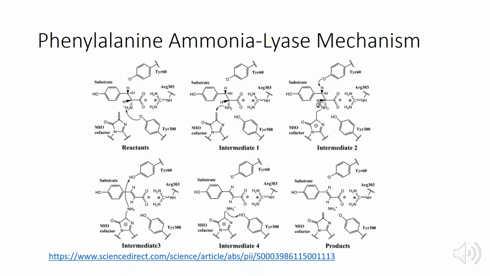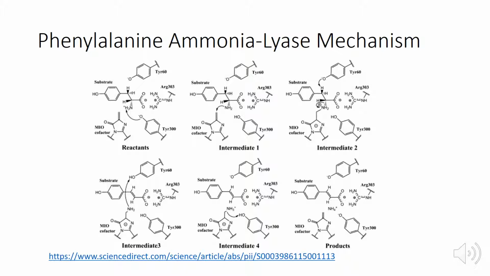So this slide shows you all of the amino acids in the active site of PAL. And so you have 2 tyrosines, an arginine, which is pretty much just used for stability, and then your MIO cofactor. So how this reaction proceeds is the tyrosine first deprotonates the ammonia, and once it's deprotonated, it attacks the MIO cofactor. So you see this in the intermediate 1 stage.